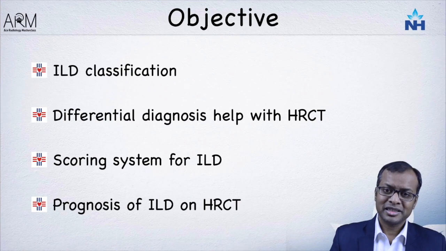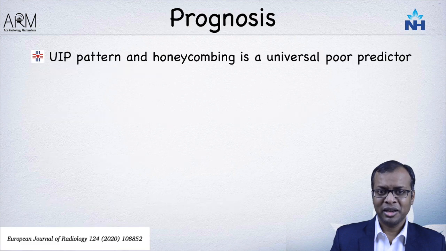So that brings us to the last objective of my talk today, the role of HRCT in the prognosis of interstitial lung disease. The first and foremost thing that we are all very well aware of and comfortable with is that any patient who has honeycombing has a poor predictor. So an HRCT scan which shows honeycombing, irrespective of the pattern of ILD, is a poor prognostic feature.